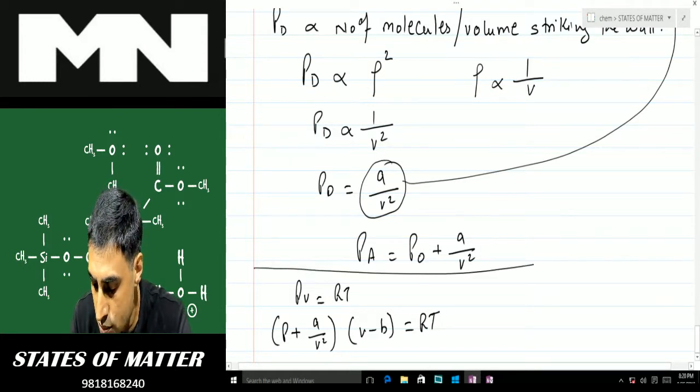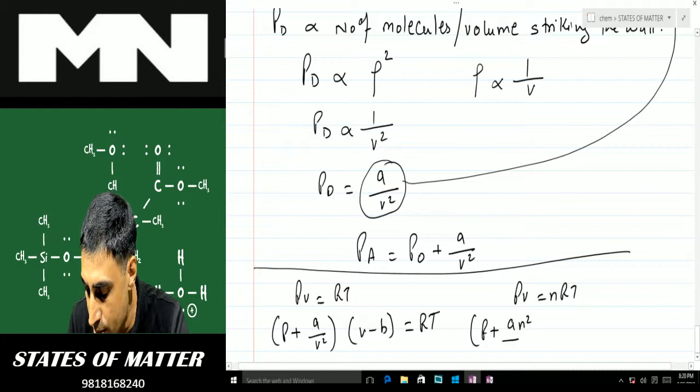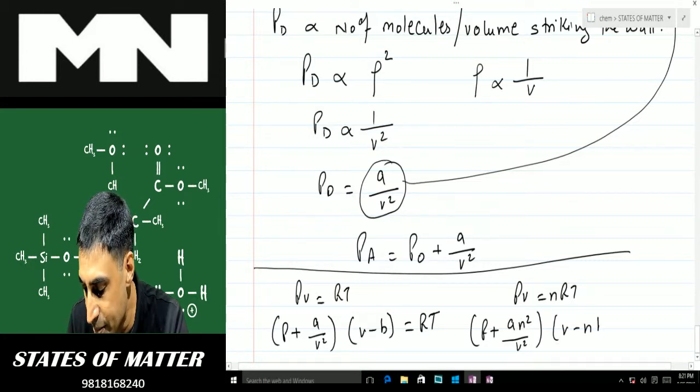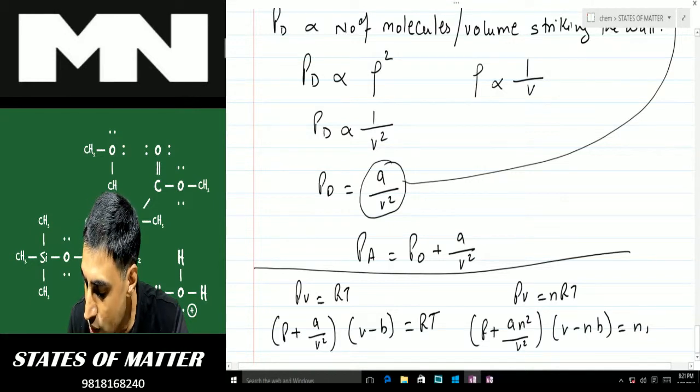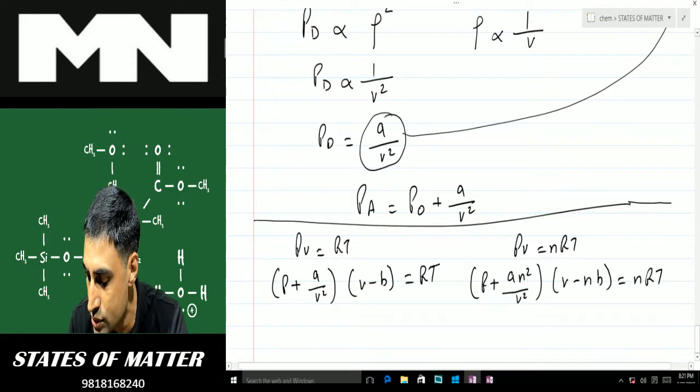However, for n number of moles, we had PV is equal to nRT. Then this equation becomes P plus A n square by V square into V minus nB is equal to nRT. So this is the van der Waals equation for n number of moles.